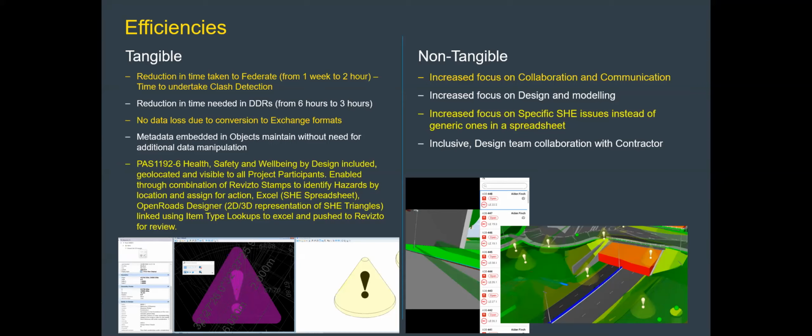Again, with the metadata, brilliant, and it has allowed us to really push on PAS 1192 Part 6, health and safety and well-being in design, by geolocating issues that are historically logged in a spreadsheet and pushing them into the model. You can see here some examples.